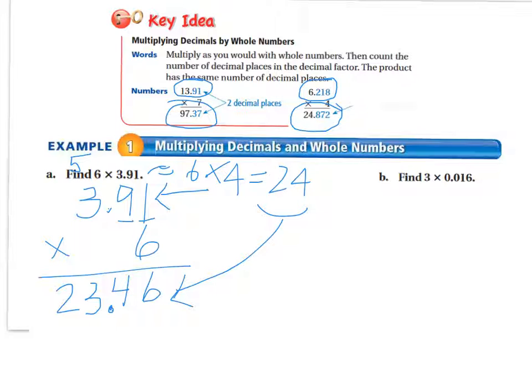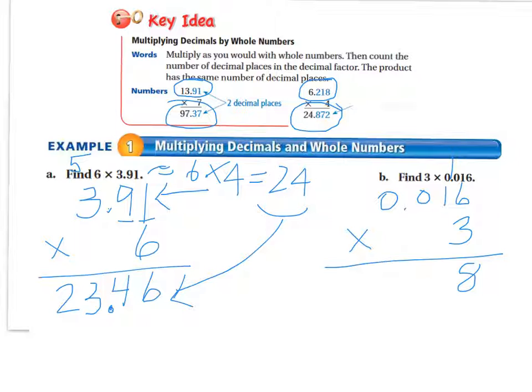Let's try B, 3 times 0.016. You notice that I am recording the number with the most digits first. It's not the largest number, but it's the number with the most digits. That just makes my multiplication easier. First step is to multiply as I would with whole numbers. 3 times 6 is 18. Record my 8, regroup the 1.